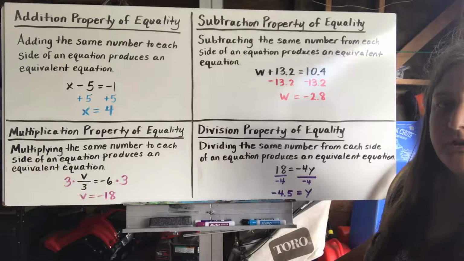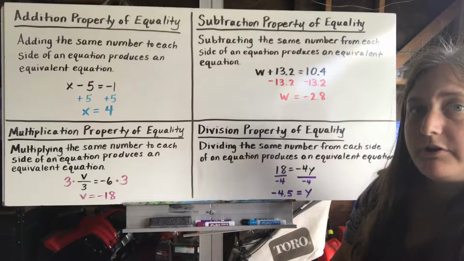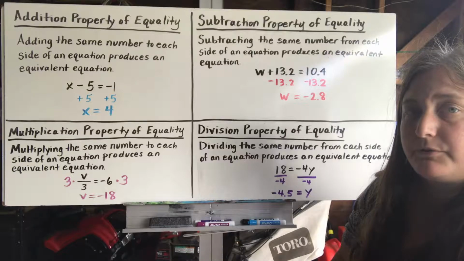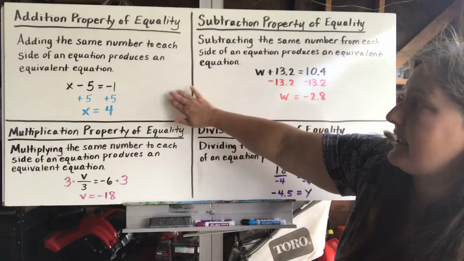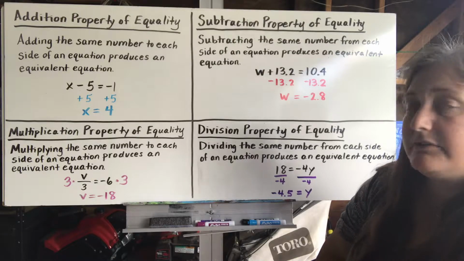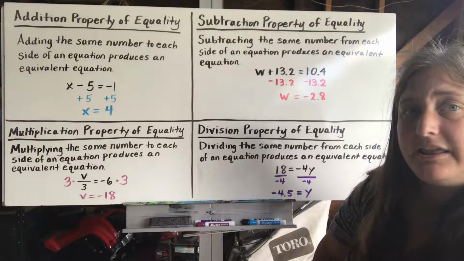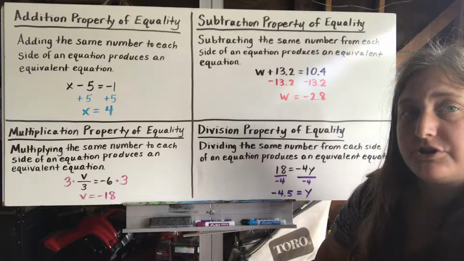When solving equations, we have quite a few very important properties. We're going to start with the addition property of equality. This property says that if you're adding the same number to each side of your equation, it's going to produce an equivalent equation. Basically, you can add anything to your equation as long as you're adding it to both sides and keeping the equation equal.